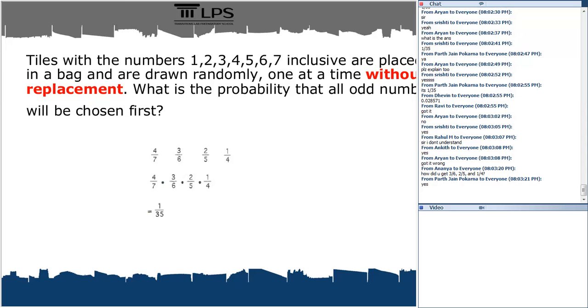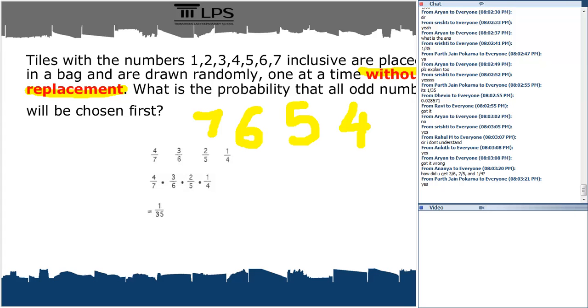Well, let me explain the question. Tiles with the numbers 1, 2, 3, 4, 5, 6, 7 inclusive are placed in a bag and are drawn randomly one at a time without replacement. Okay, it is without replacement. So without replacement means if initially there are 7 numbers, then the total number of tiles are going to be 6, then the total number is going to be 5, and finally it is going to be 4.